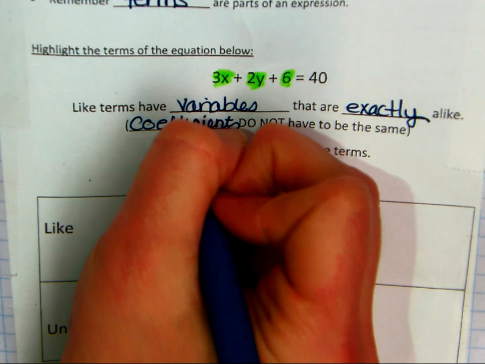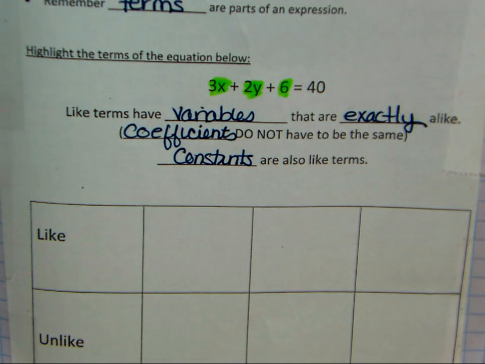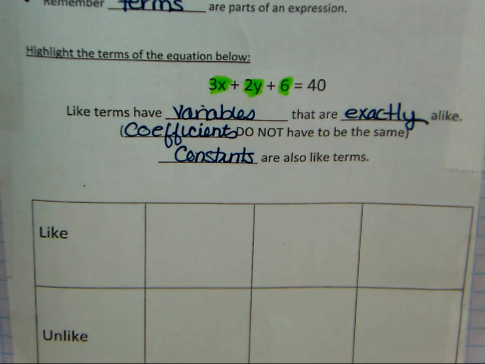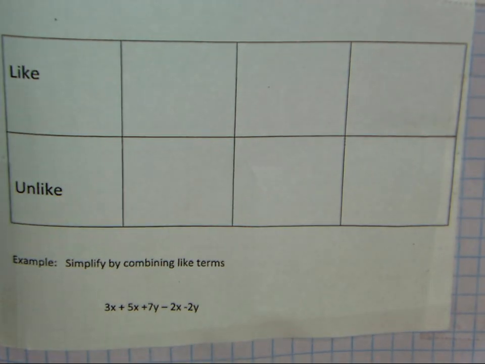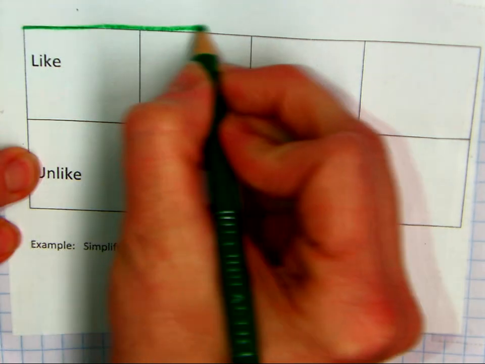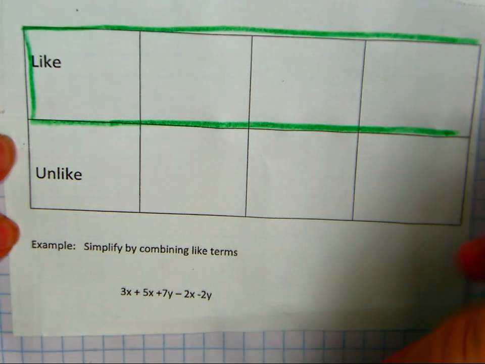And also remember that constants are like terms as well. The numbers without the variables are like terms. So let's look at some examples of like terms, so terms that are alike. And I'm going to put this in green because to me, I want to remember that if I see things like this, I can combine them.